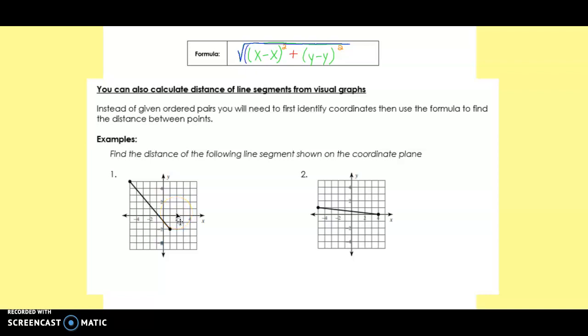All right, today we're going to take a look at extending that idea of using the distance formula to calculate distance of line segments from visual graphs. So instead of being given ordered pairs, you're going to first need to look at your graph, identify those endpoints, those coordinates, and then use the formula to find the distance between points. So we're kind of putting multiple skills that we've been looking at recently together.